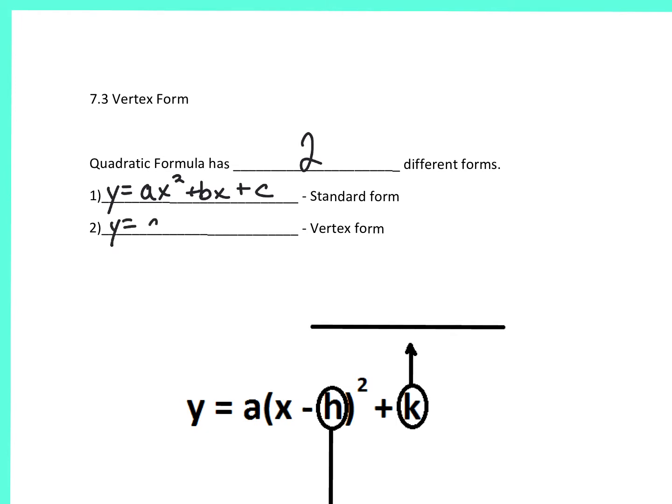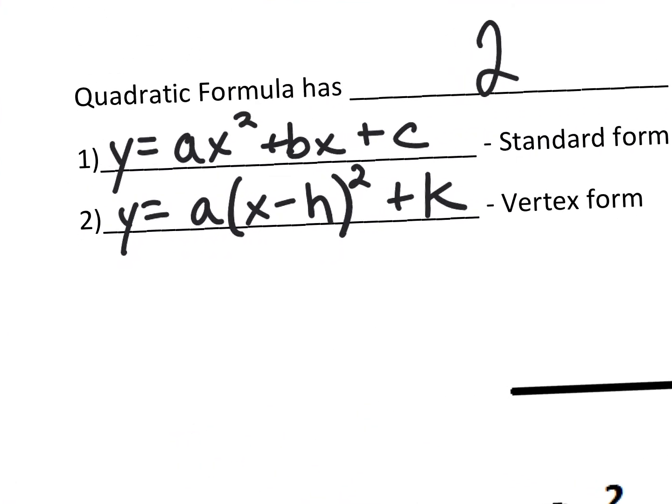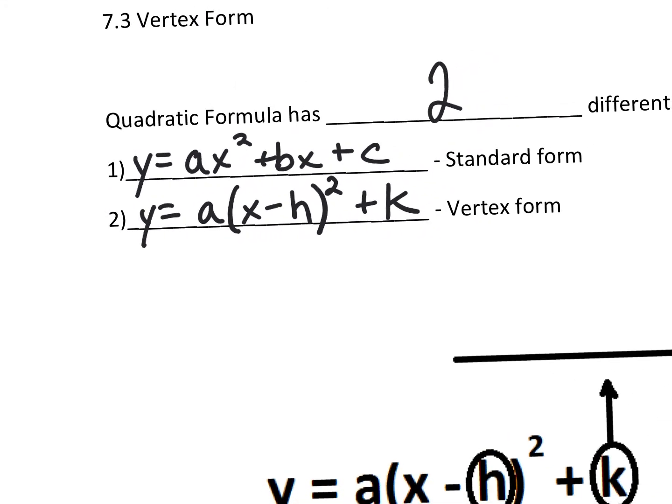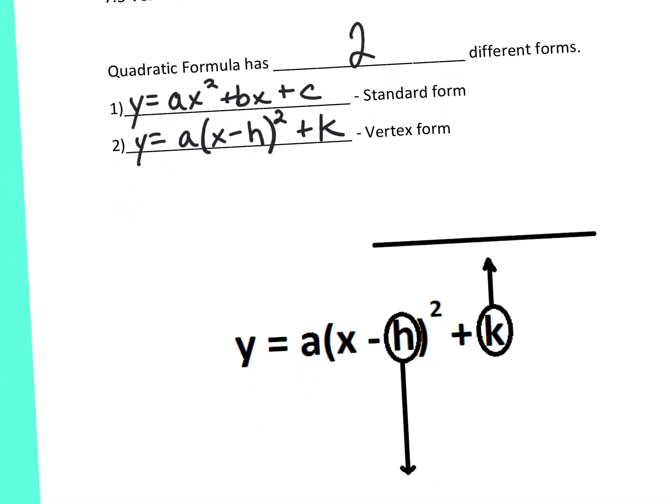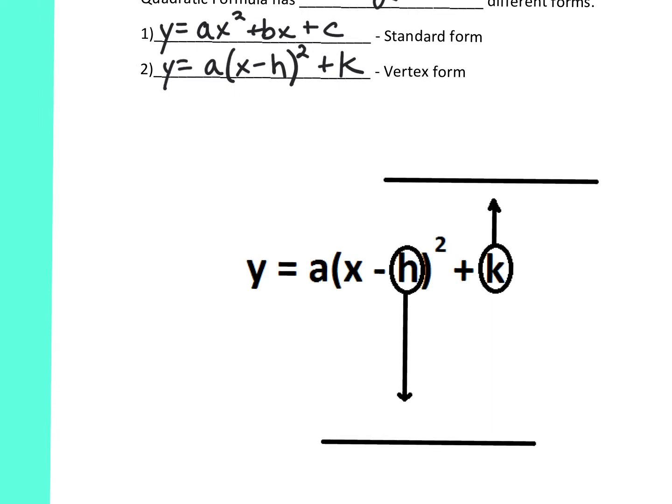Vertex form is going to be our new one that we learn. It is y equals a times (x minus h) squared plus k. Make sure you write it just like that, with the squared on the outside of those parentheses. That is what we call vertex form. So we're adding two new letters, right? H and K. We've not seen those before, but we're going to learn what those mean.